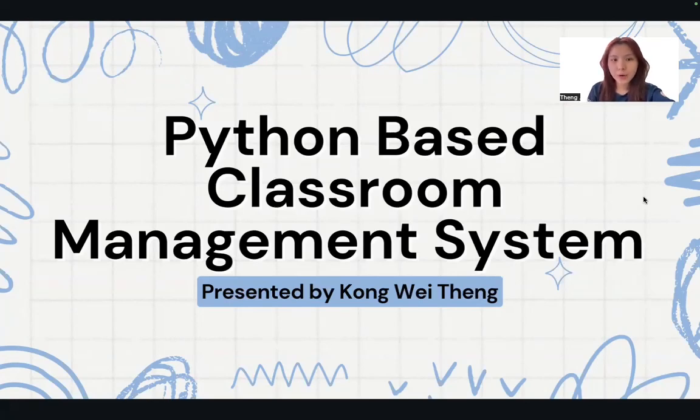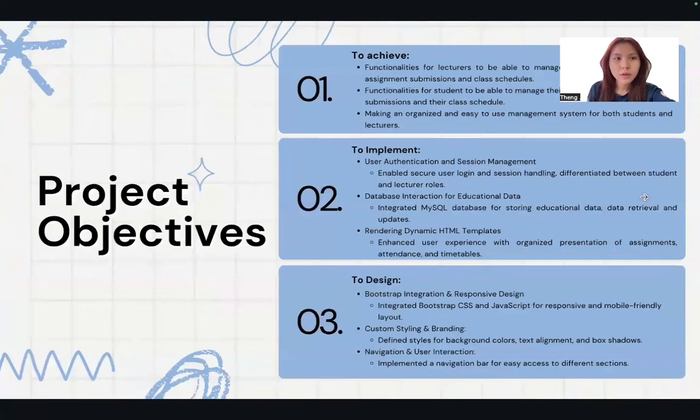I'm here representing our project, which is a Python-based classroom management system. The objectives of this project are categorized into three sections: to achieve, to implement, and to design. Firstly, to achieve functionalities for both lecturer and student, to have an ability to manage their roles and responsibility in attendance, assignment, and class schedule, making it an organized and easy to use management system.